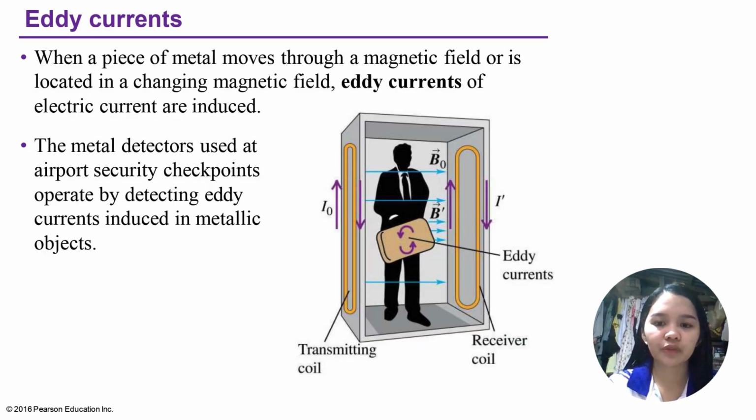A practical application of induced current is found in eddy currents. When a piece of metal moves through a magnetic field or experiences a changing magnetic field, circulating currents called eddy currents are induced within the metal. These currents dissipate energy and can be used for various purposes, such as in metal detectors at airport security. The metal detector senses the eddy currents induced in any metallic objects the person is carrying.